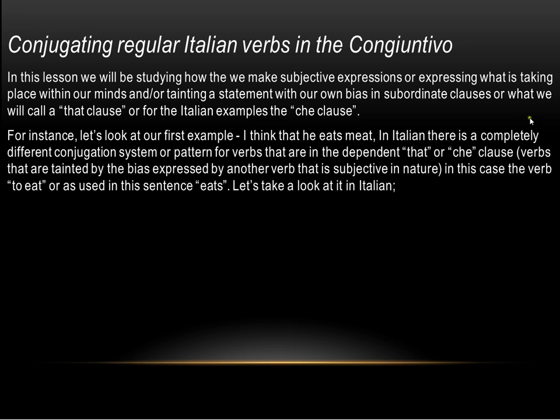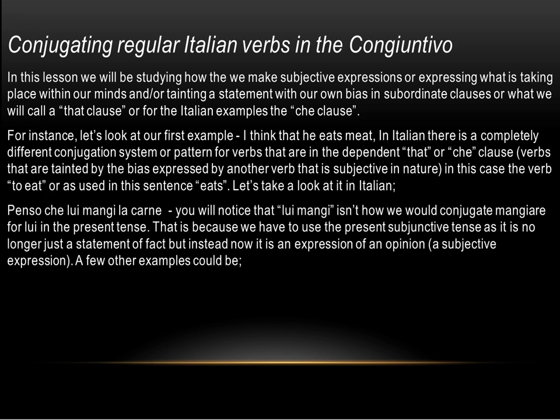So moving on, in Italian, there is a completely different conjugation system or pattern for verbs that are in the dependent clause, in the dependent that or che clauses. Verbs that are tainted by the bias expressed by another verb that is subjective in nature. In this case, the verb to eat, as used in this sentence, eats. So let's take a look at this in Italian. Penso che lui mangi la carne. You will notice that lui mangi isn't how we would conjugate mangiare for lui in the present tense. That is because we have to use the present subjunctive tense as it is no longer just a statement of fact, but instead now an expression of an opinion, a subjective expression.